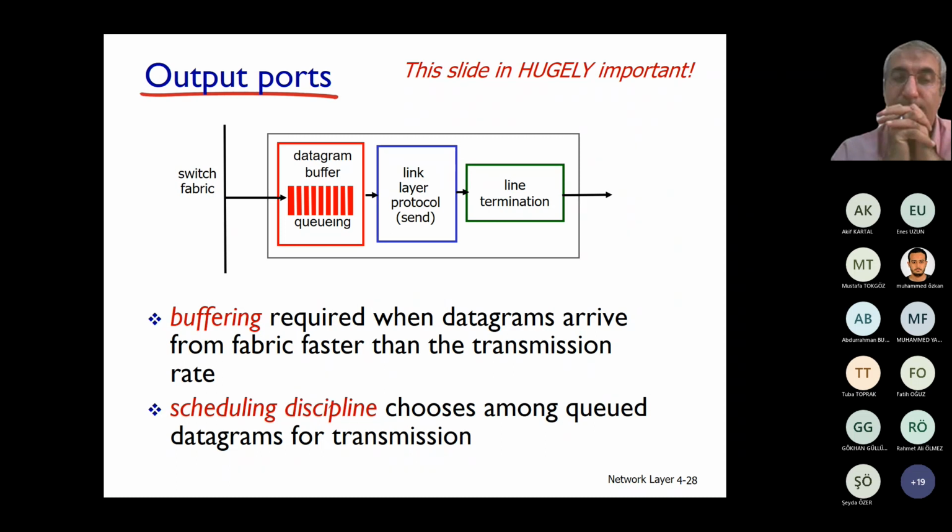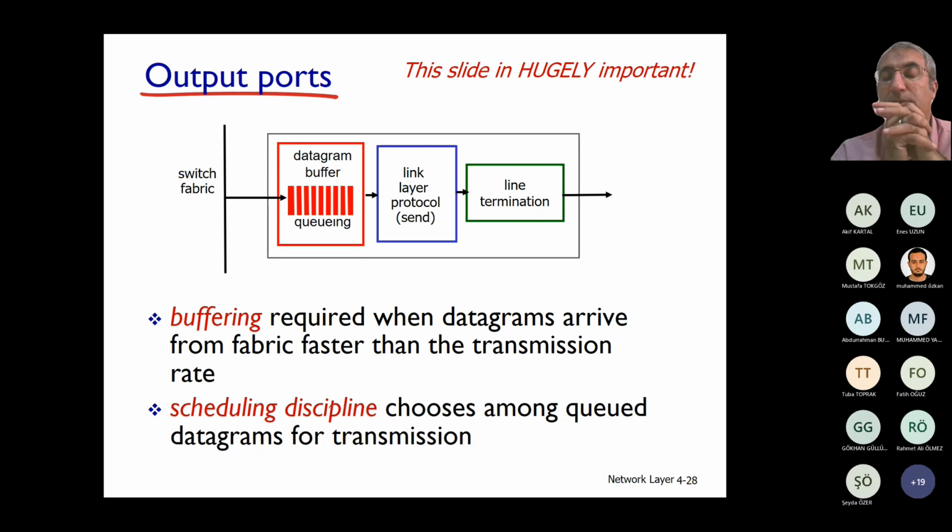In this case, buffering may be required. Under what condition? When the datagrams arrive from the switching fabric faster than the transmission rate. So if the switching rate is faster than the transmission rate, then I need to have a buffer. So a buffer is required in this case, so that I can put them on the queue.